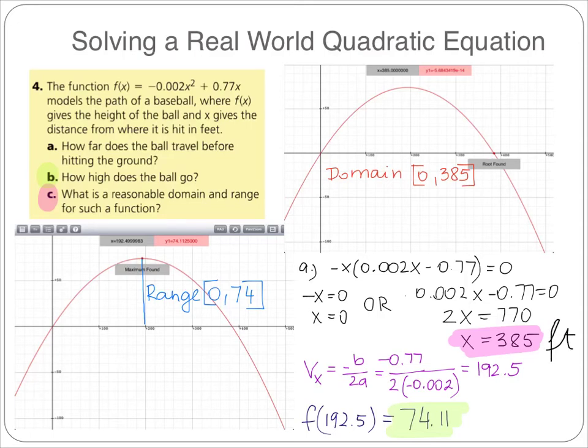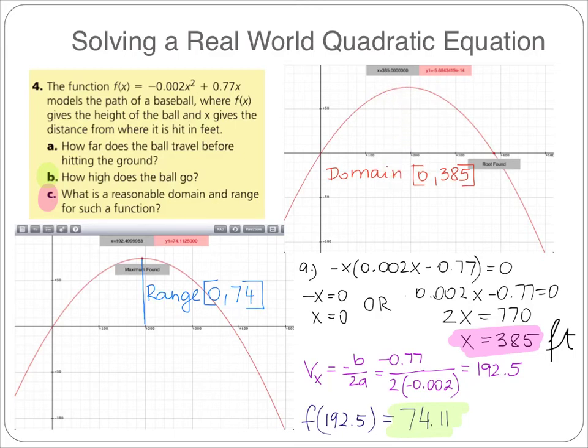Now, what happens to the other question? How high does the ball go? Obviously, we need the y maximum value. So we need to find the vertex. Where is the vertex? The x-coordinate we can find by negative b over 2a. That is at 192.5. This is the x-coordinate of the vertex.